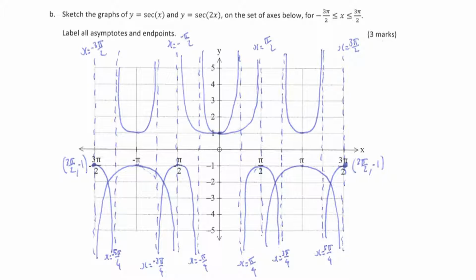Okay, so here are the graphs. There's 3 marks. I haven't put a marking scheme on here. So you've got the 4 asymptotes for y equals sec x: x equals −3π/2, −π/2, positive π/2, positive 3π/2. And then you've got doubly as many for sec 2x that you can see below. I'd give 1 mark for the correct asymptotes, 1 mark for the correct shape, and 1 mark for showing that the two graphs are crossing down there.